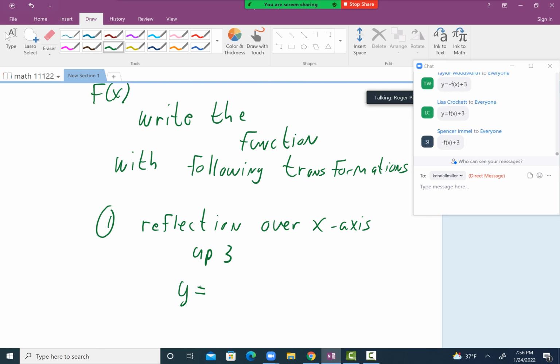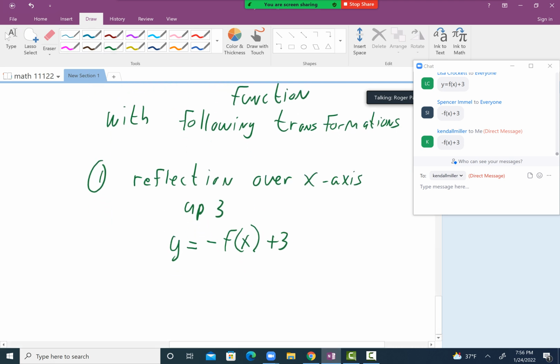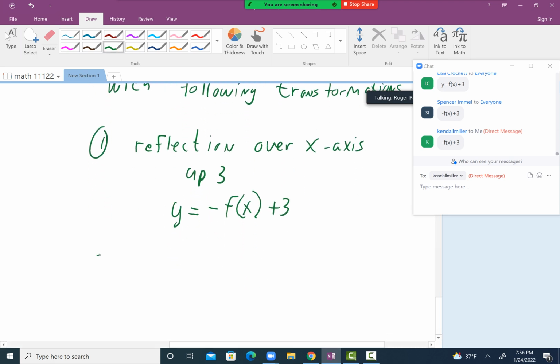Sweet. Okay, so I'm seeing the same thing here. We're going to have a reflection, so we're going to go with a negative f of x, right? We have an up 3, so we know that's my d. There it is. I have no stretching going on. It's just a negative f of x. The negative out in front is the a, so that's going to give you your reflection over the x-axis. Plus 3, that's your d. All right, good job.